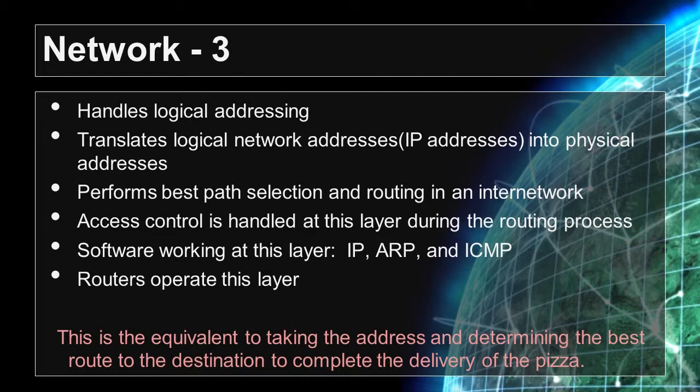Layer 3 is the network layer. It handles logical addressing, translates logical network addresses, IP addresses, into physical addresses. It performs best path selection and routing in an internetwork. Access control is handled at this layer during the routing process. Software working at this layer is IP, ARP, and ICMP. Routers operate at this layer. This is equivalent to taking the address and determining the best route to the destination to complete the delivery of the pizza.